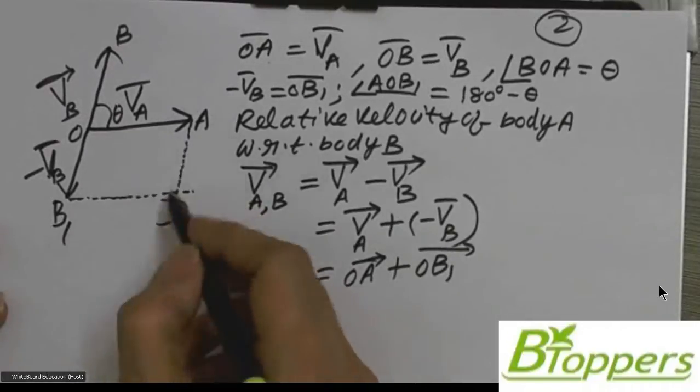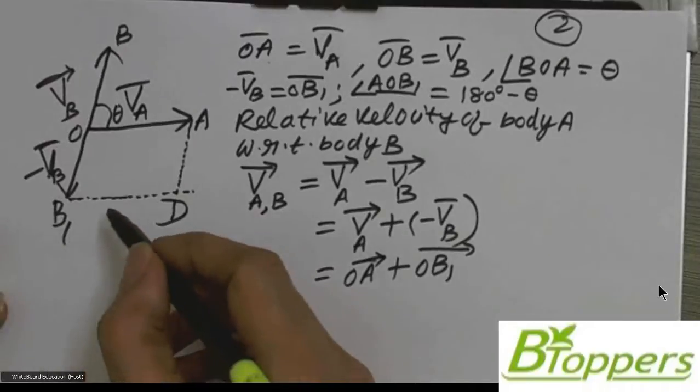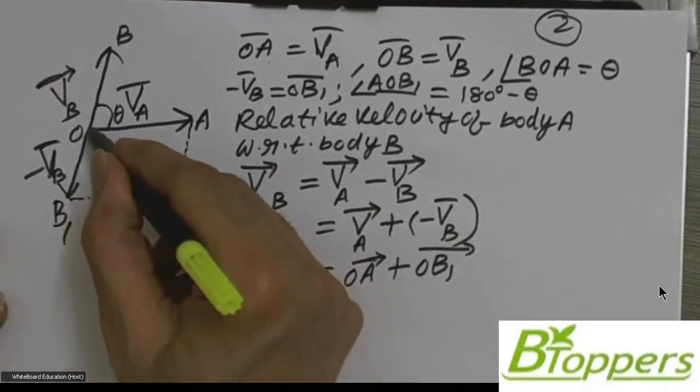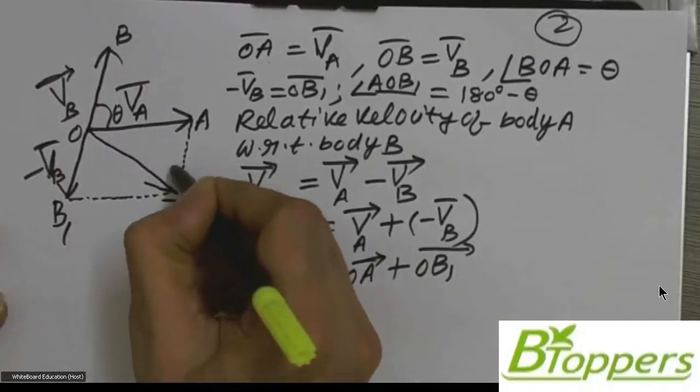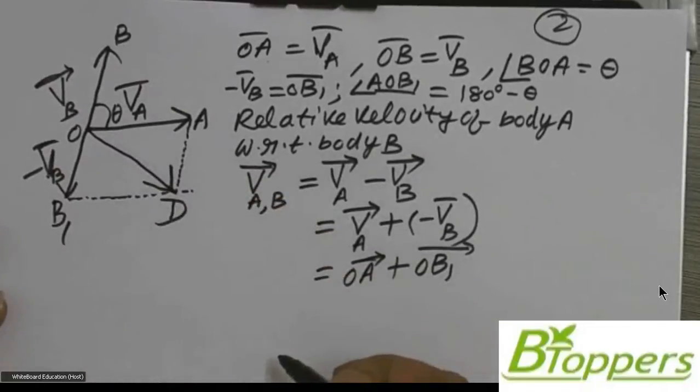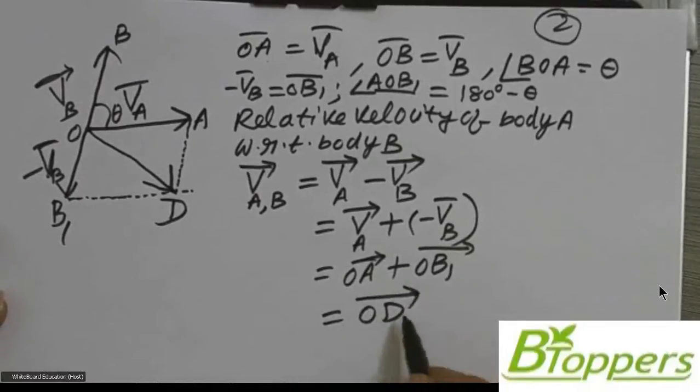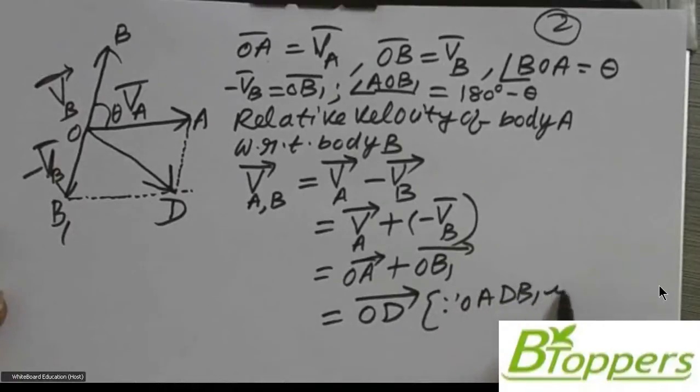So OADB1 is a parallelogram. So from the parallelogram law of vector addition, the vector sum of OA bar and OB1 bar will be equal to the vector OD bar, since OADB1 is a parallelogram.